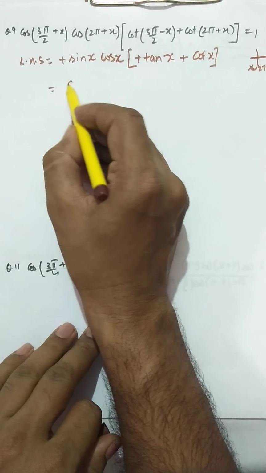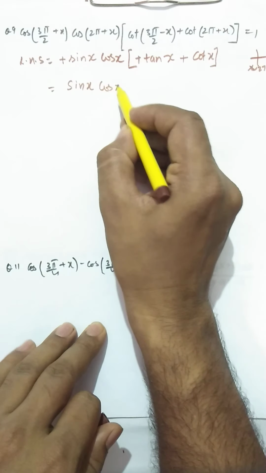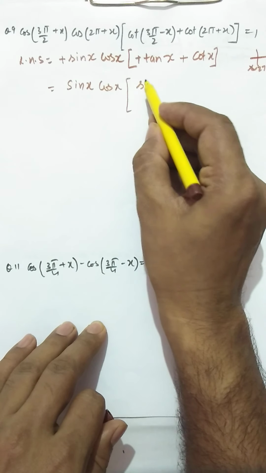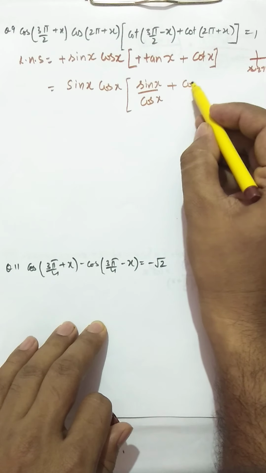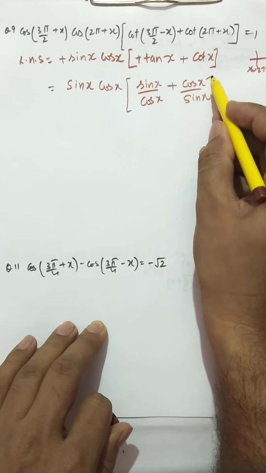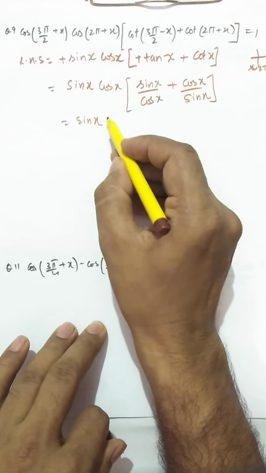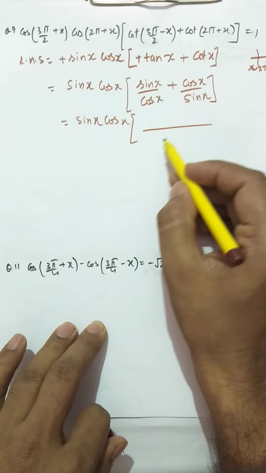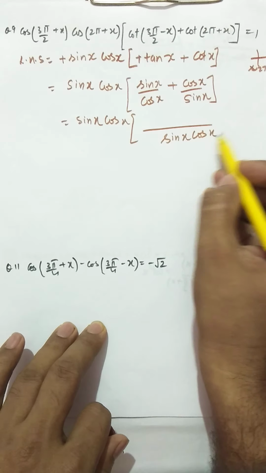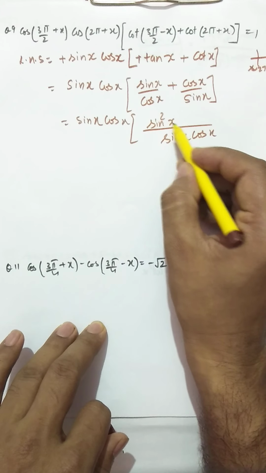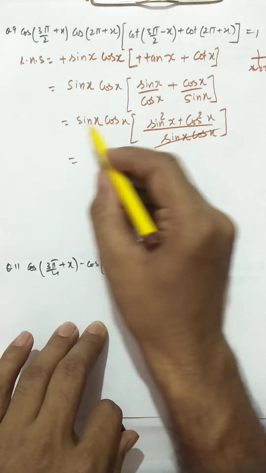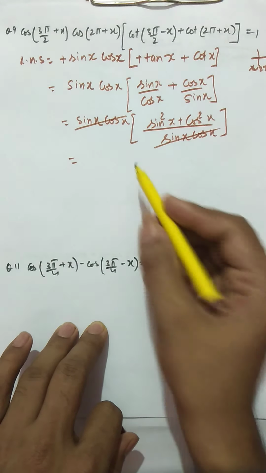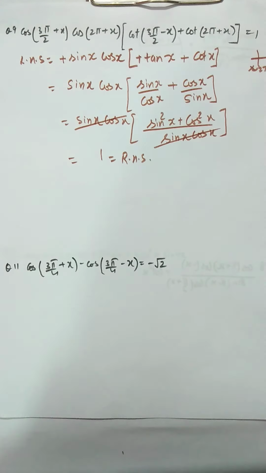So the next step will be you take sin x into cos x as it is. Now in this bracket you take LCM, write in sin x cos x form. This is tan x, that is sin x upon cos x, and cot is cos x upon sin x. So now this is sin x into cos x, take LCM, this will be sin x into cos x, and do the cross multiplication: sin square x plus cos square x, this sin will get cancelled, and sin square x plus cos square x is 1. So you have proved that it is equal to your RHS.